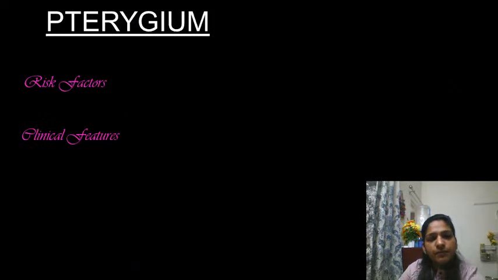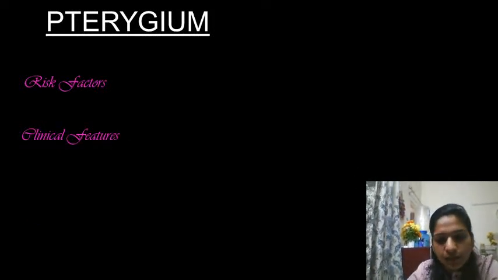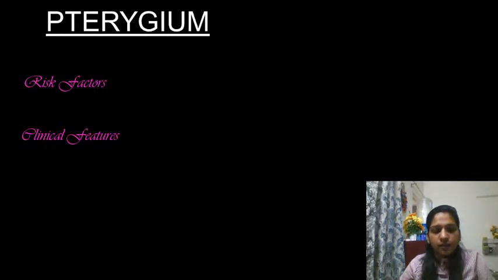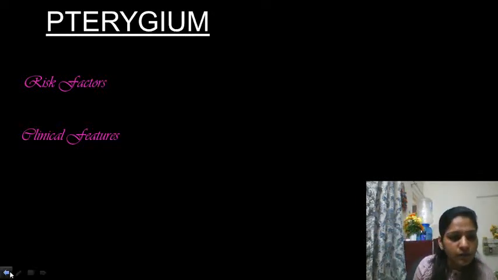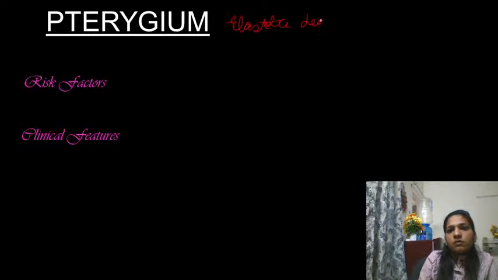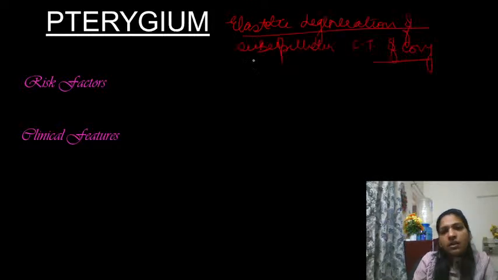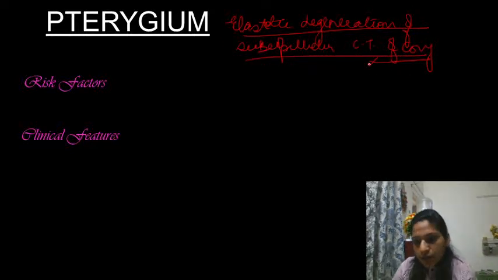Now pterygium. This is the most important and the easiest thing in the conjunctiva. Now you have to just tell me the definition of pterygium. Yes, Krish, Adyut, tell me the definition of pterygium. It is elastotic degeneration of subepithelial connective tissue of the conjunctiva.